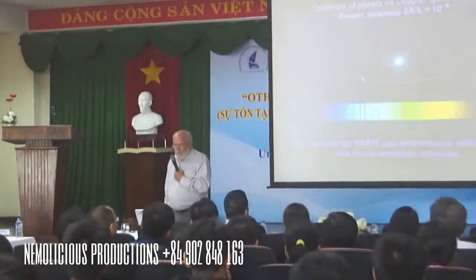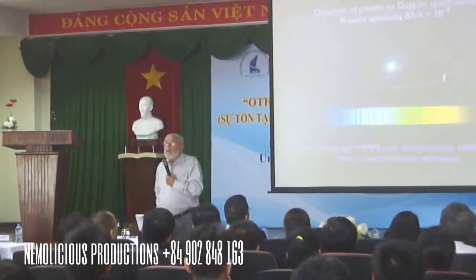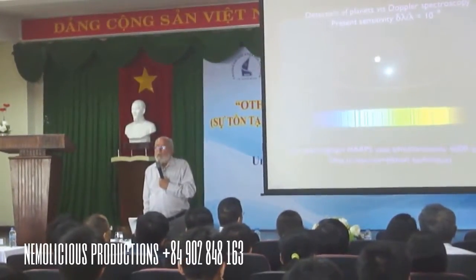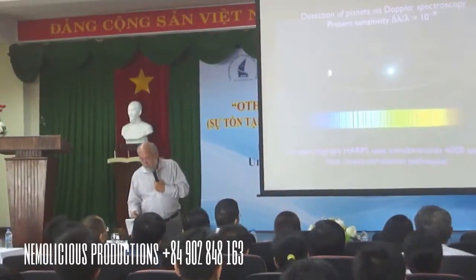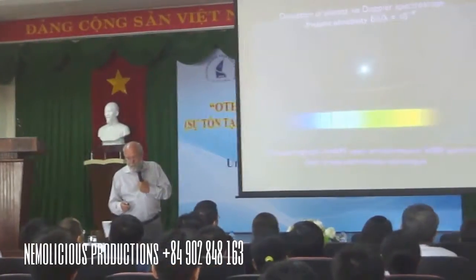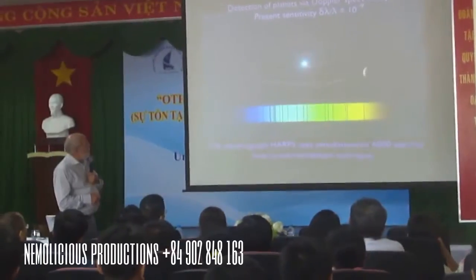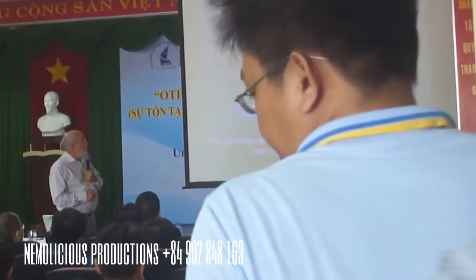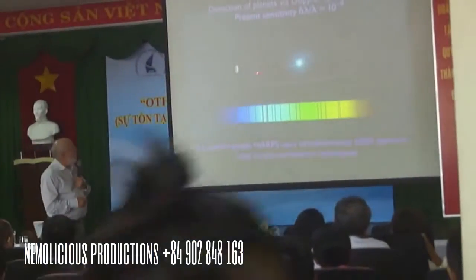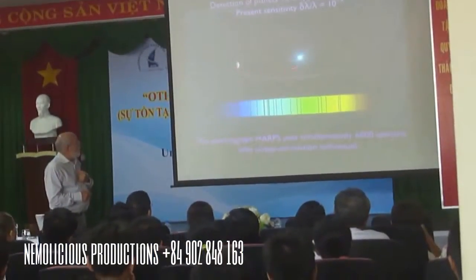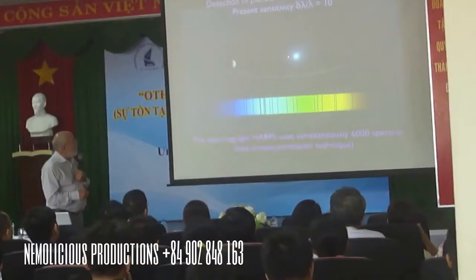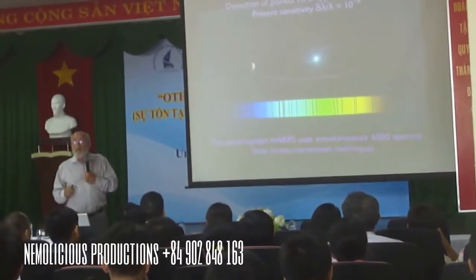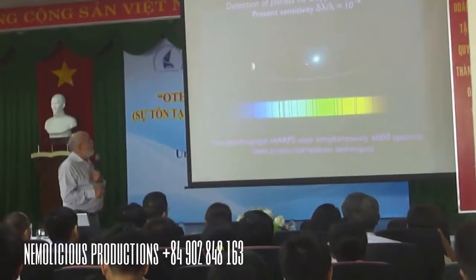So, if we cannot make an image of these planets, how can we detect a planet? In fact, it's very, very easy in principle. When you have the star and the planet here, you have an orbital motion of the planet around the gravity center of the system, and a rotation of the star itself around the gravity center.